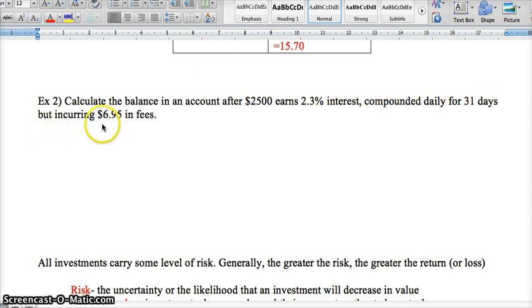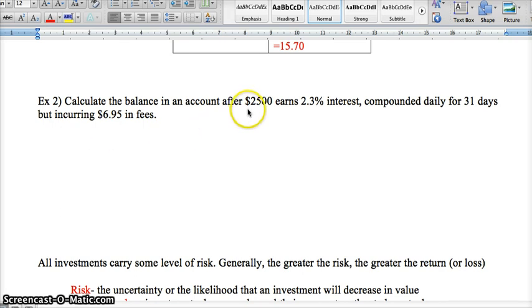Okay, example 2. Calculate the balance in an account after $2,500 earns 2.3% interest compounded daily for 31 days, but incurring $6.95 in fees. Okay, so what you want to think about is what order do you need to do your calculations. Are we going to subtract the $6.95 first from the fees and then add the interest, or calculate the interest on the $2,500? Really, you're going to earn the interest on the whole $2,500. Then you're going to deduct your fees. So pause the video, do your calculation.